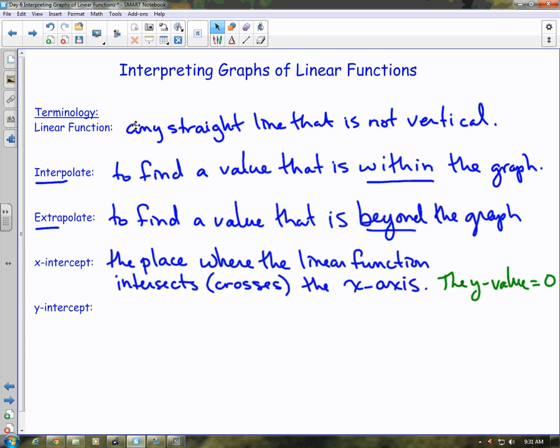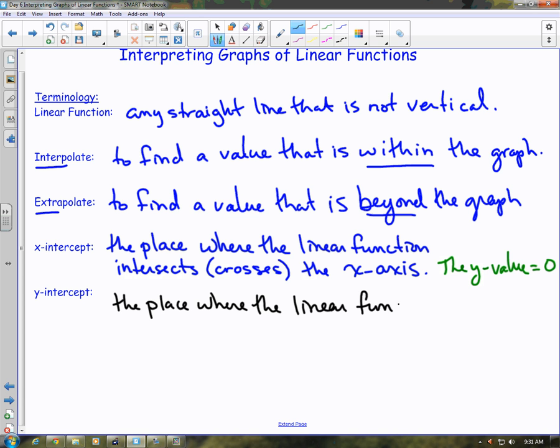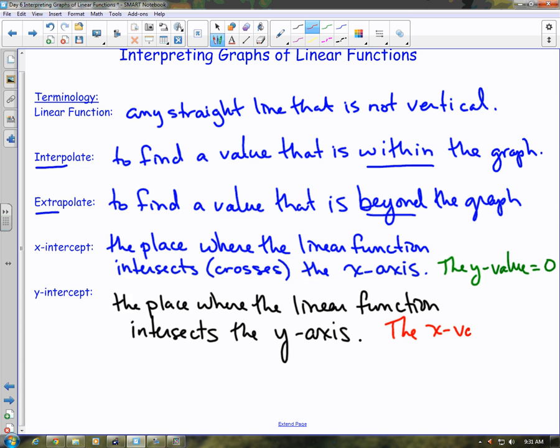And then the last one is, what's the y-intercept? It's a similar sort of definition. This is going to be the place where the linear function intersects the y-axis. And conversely, we would say that the x value is 0.